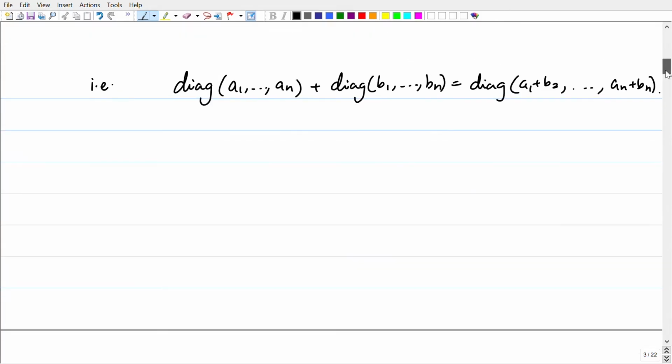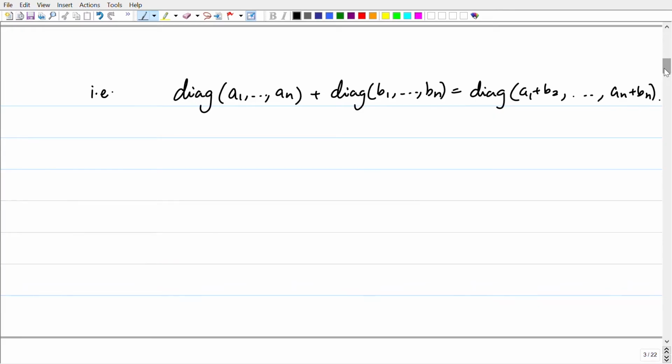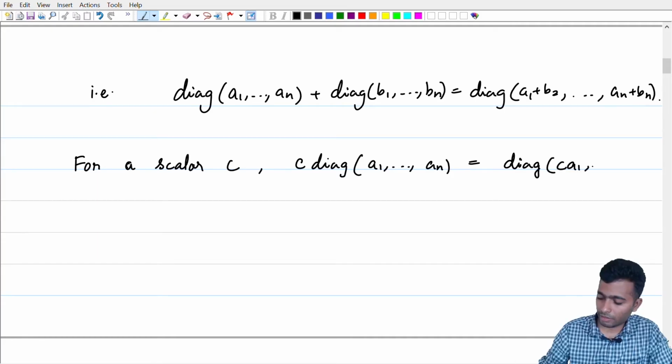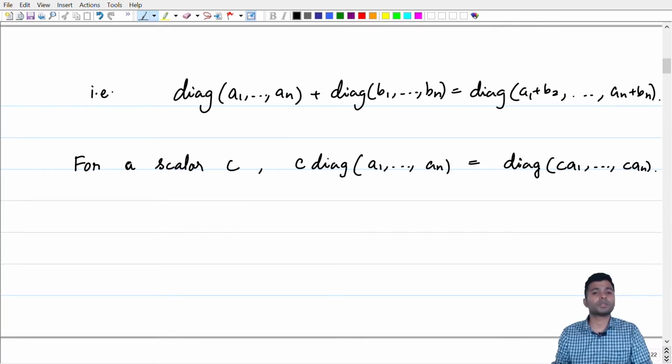So the matrix addition is particularly nice. Now check for a scalar. Let me leave it now as an exercise. For a scalar c, c times the diagonal of a1 to an will be equal to the diagonal of ca1 up to can. So it's not just the matrix addition which behaves well, the scalar multiplication is also particularly nice.